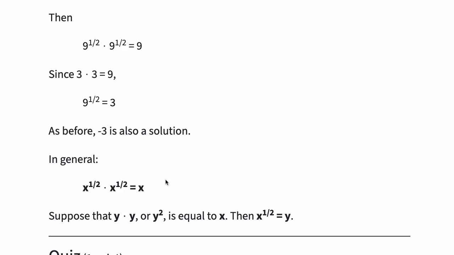In general, x to the half times x to the half equals x. Suppose that y times y, or y squared, is equal to x. Then x to the half equals y.